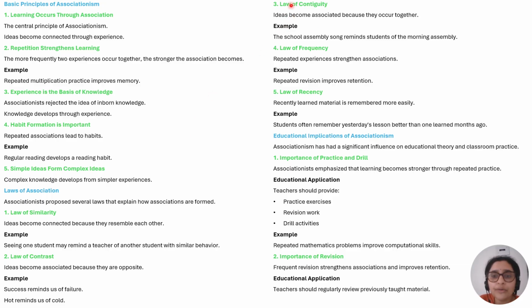Then the law of contiguity: ideas become associated because they occur together. For example, the school assembly song reminds students of the morning assembly. Law of frequency: repeated experiences will strengthen the association. Then the law of recency: recently learned material is remembered more easily.